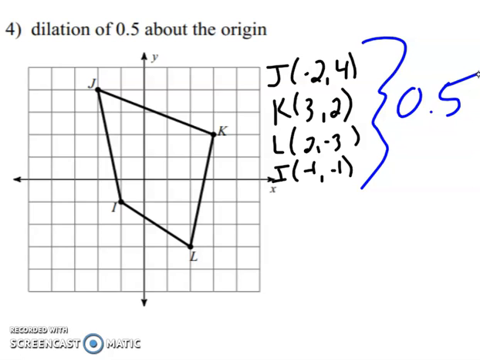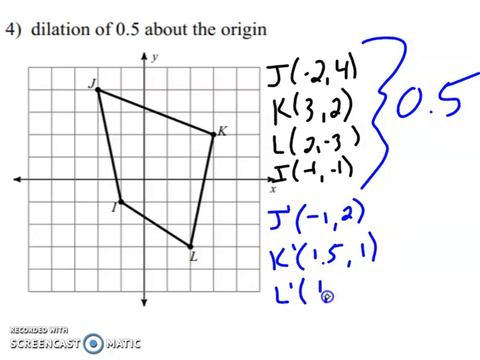So for J prime, -1, comma 2. K prime, 1.5, comma 1. L prime, 1 comma negative 1.5. I prime, negative 0.5, negative 0.5. And now we're going to graph it, and it should be within the pre-image because the scale factor is 0.5, which is less than 1, so it's going to be a shrinking of our shape.